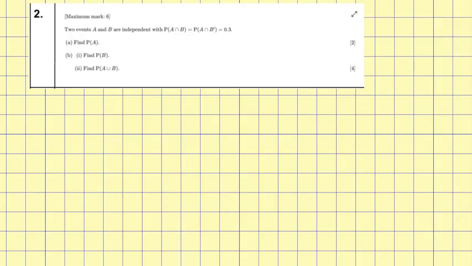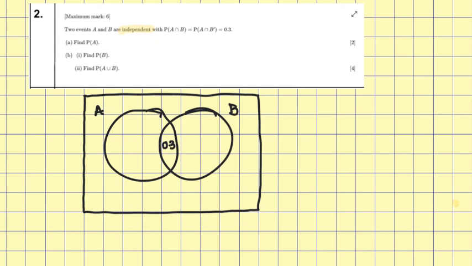Question 2. Two events A and B are independent. This fact that they're independent will be important later on. We're told that the probability of A intersection B is equal to the probability of A intersection not B, and that is equal to a probability of 0.3. First thing we need to do is draw a Venn diagram and put on the relevant information. Now let's put in our probabilities. So the intersection is equal to 0.3.